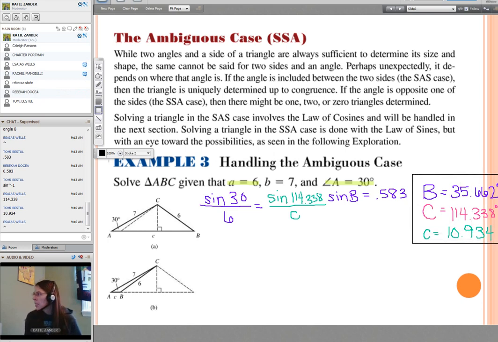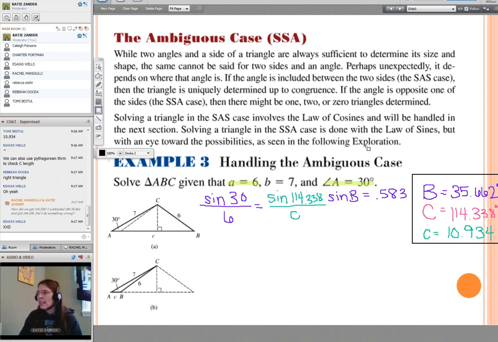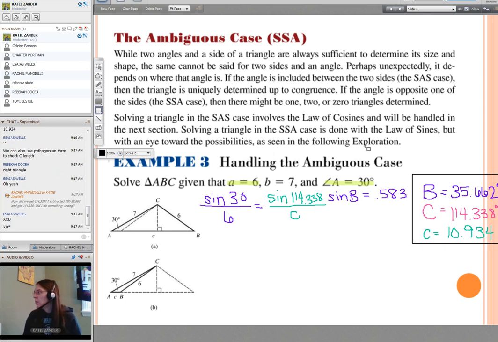So we got all 6 pieces of information there. Because this is the ambiguous case, there might be a second possibility. Before I talk about that, Isaiah says, can we use the Pythagorean theorem? No. When do you use the Pythagorean theorem? For right triangles only. Yep, so you use the Pythagorean theorem for right triangles only. We are not dealing with right triangles, so we want to make sure we stick with the law of sines.